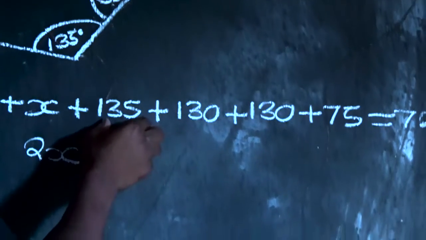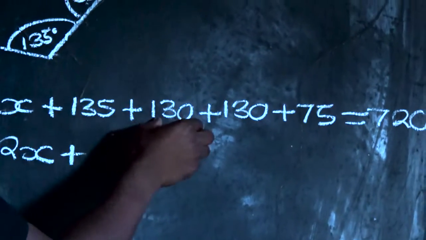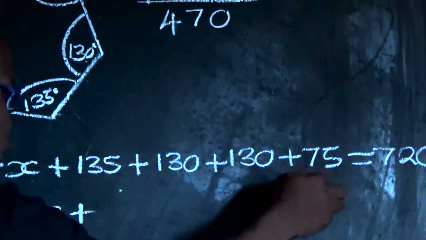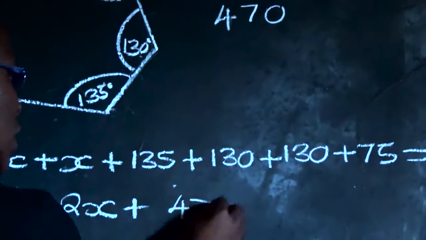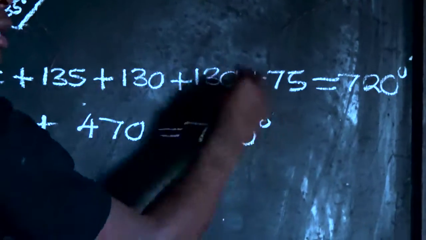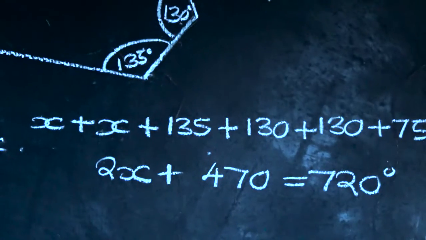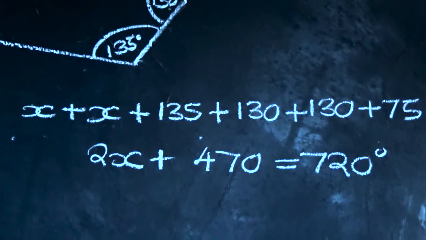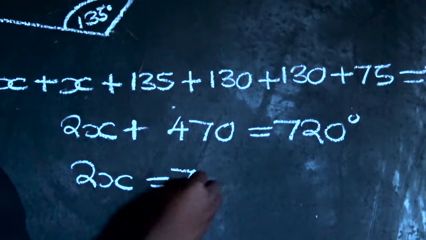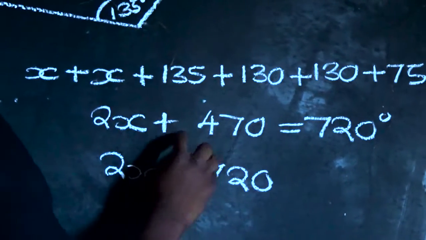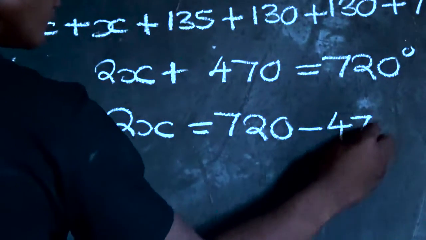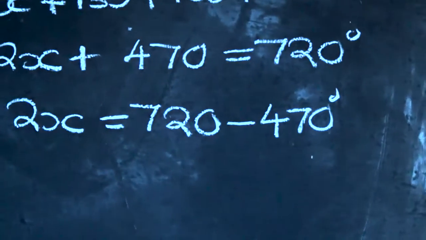So 135 plus 130 plus 130 plus 75. You get what? 470 is equal to 720 degrees. Are we together? So at this level, we are going to collect like terms, right? And say 2x this side is equal to 720. When you transpose this, you are going to have what? Minus 470. Are we together, people? Yeah.